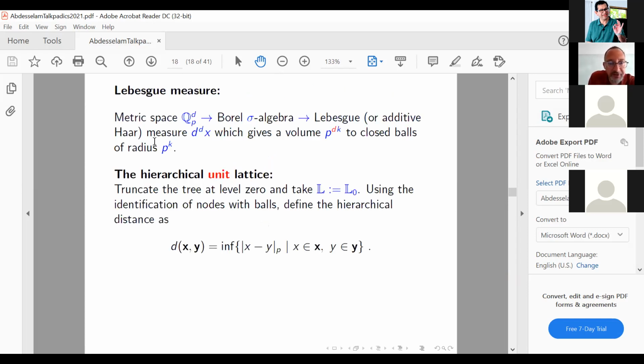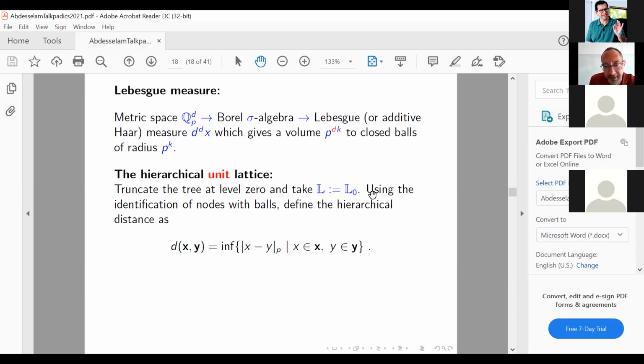Finally, remind you that there is a Lebesgue measure, the additive Haar measure, which I will just denote by dx, which gives volume p to the d times k to balls of radius p to the k. So one could argue that this whole thing is really one dimensional. So where is the dimension here? It is right here in the dependence between the volume and the distance.